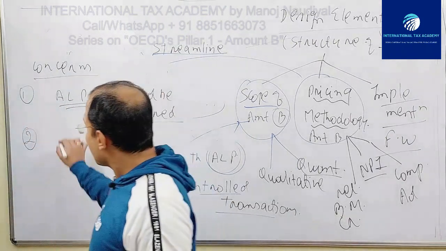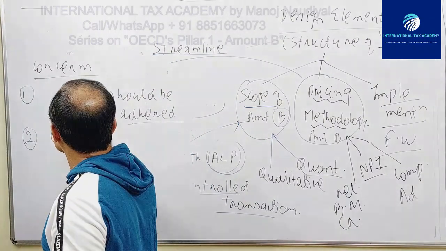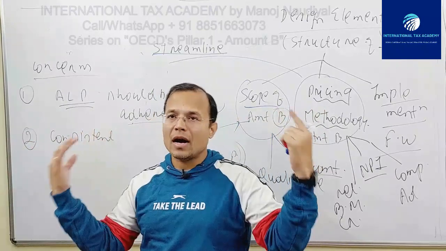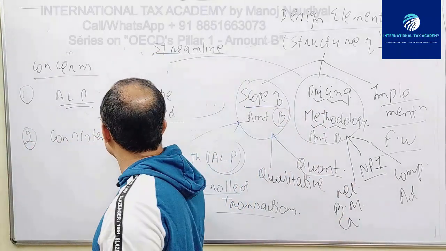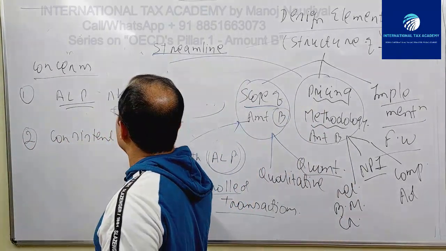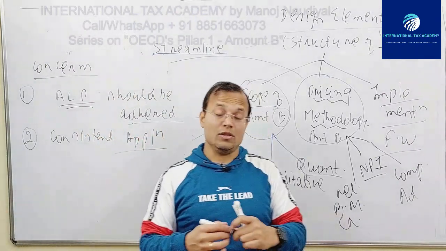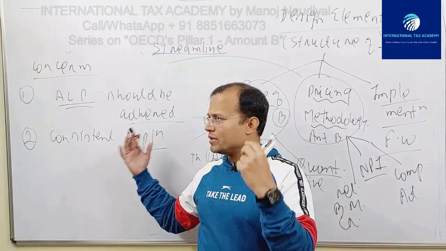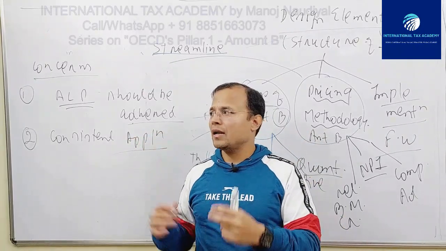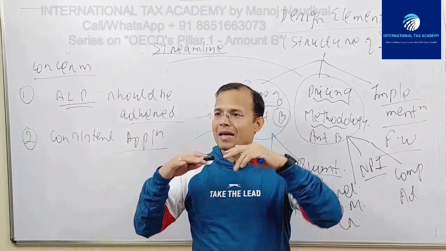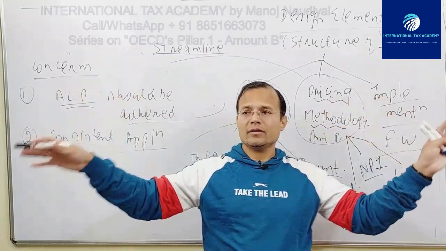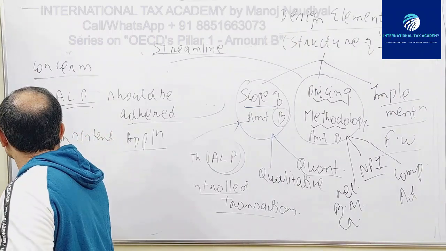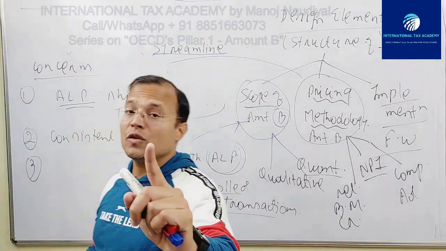Second concern is consistent application among all the Inclusive Framework, IF, countries. Consistent application, why? Because there are 135 plus countries in the Inclusive Framework, and they have different legal systems. So OECD is quite concerned that the Amount B guidance should be consistently applied across all these jurisdictions. So consistent application, this is one of the very important concerns. Third is special needs of LCJs.